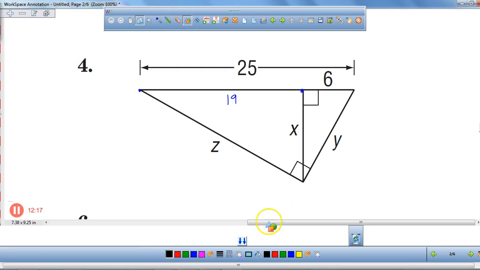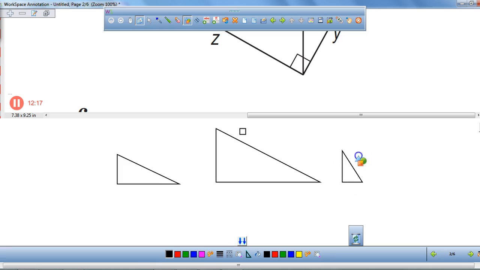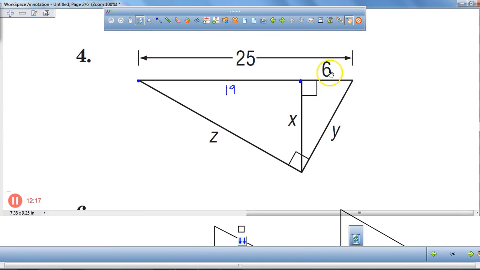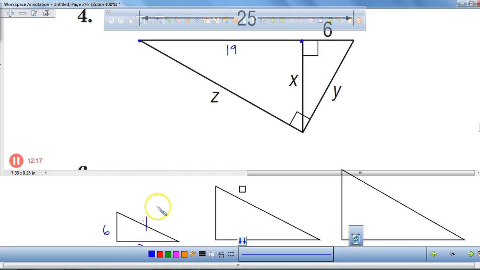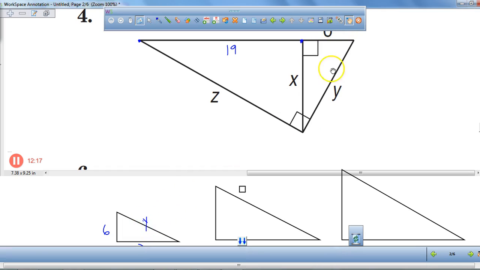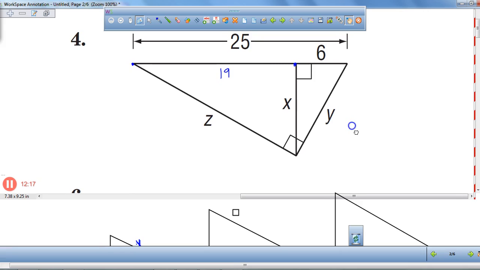Once again, I'm going to make a small, a medium, and a large triangle. So there we go. Small, medium, and a large triangle. So right now, the small triangle has a 6, an X, and a Y. So I'm going to label it a 6, and X, and a Y. I'm not going to color code these because that's something you can do. Alright, so we have a 6, we have an X, and we have a Y.